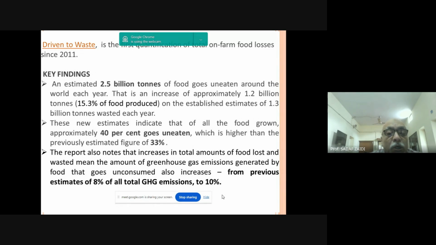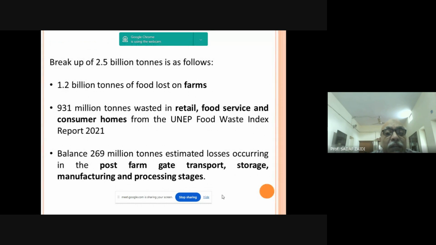Okay, so this figure is very important. 2.5 billion tons of food goes uneaten every year, which is about 40% of the total food, and you get around 10% of greenhouse gas emissions because of this uneaten food. Then if you break up this 2.5 billion tons, you will find that around 1.2 billion tons of food is lost on the farms.